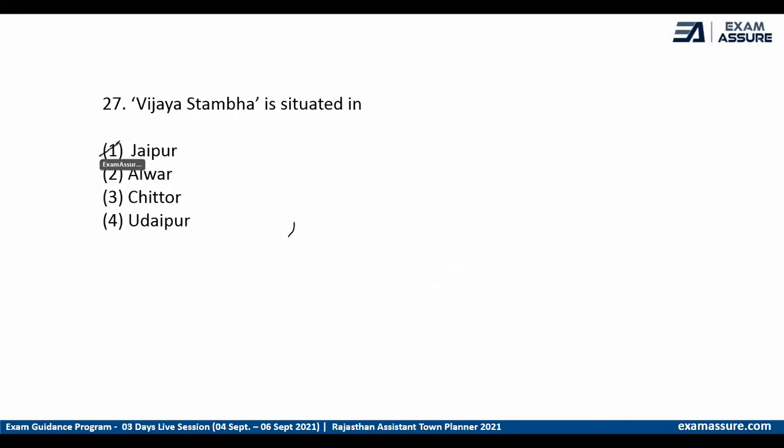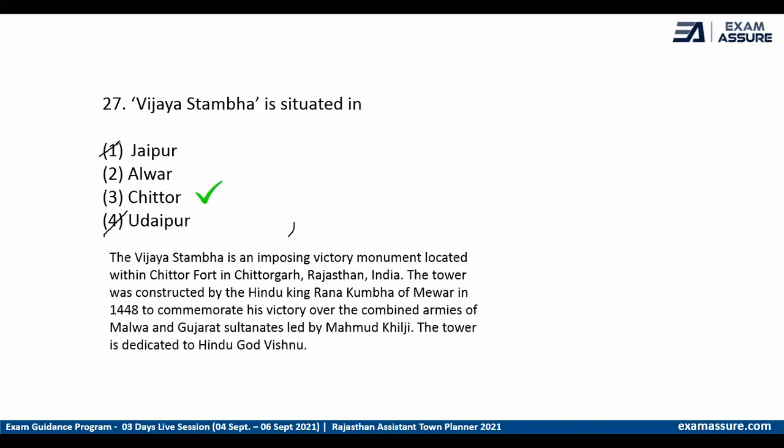I think we can easily eliminate Jaipur, and then of the remaining two, if someone is aware, you can directly go for Chittor, or you can make your decision. Where is the Vijay Stambh? Vijay Stambh is an imposing victory monument located in Chittor Fort. I think there's no picture right now, but if you remember this, then you will know that Chittor is the place.